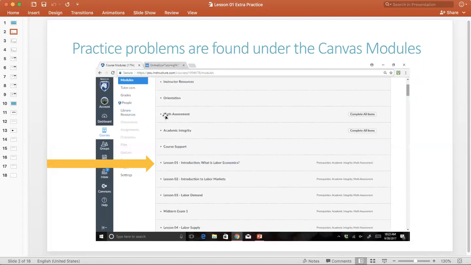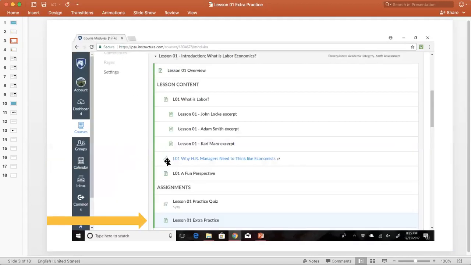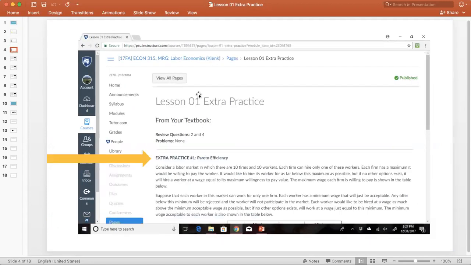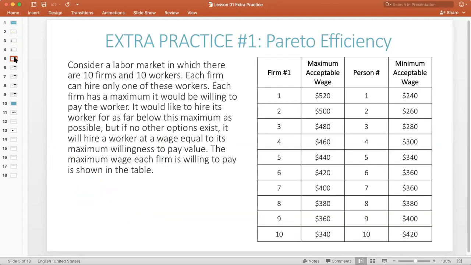So looking at Canvas, this is just a screenshot of what I would see. You're under modules and then you scroll down until you find the first lesson and click on it. Then in that lesson, you'll see a tab that says Lesson 01 Extra Practice. Clicking on that, you come to what I'm about to go over. Pretty straightforward, nothing too complicated, but I'm going to get started right away with lesson 1.